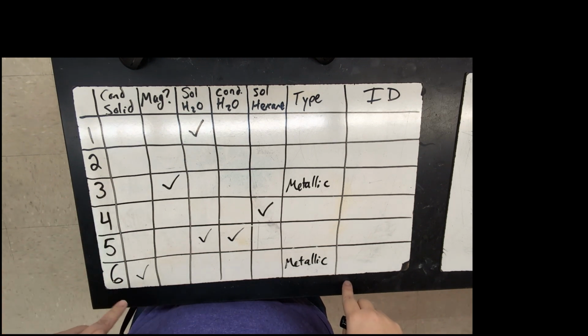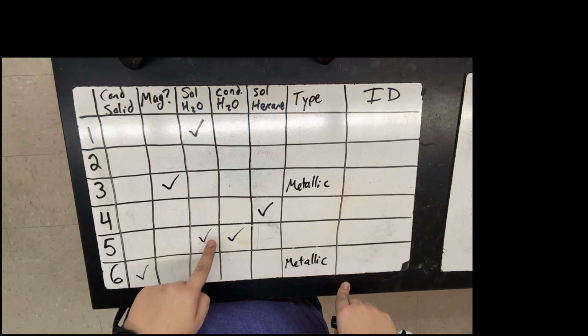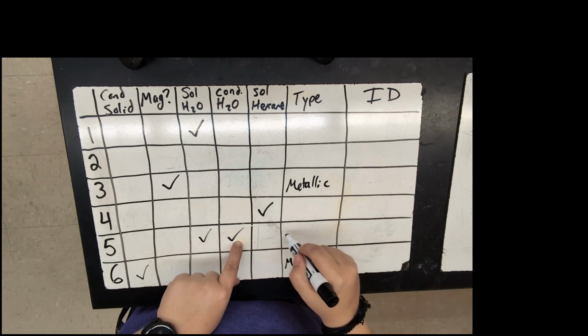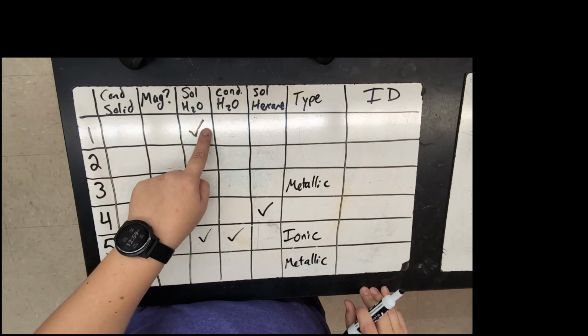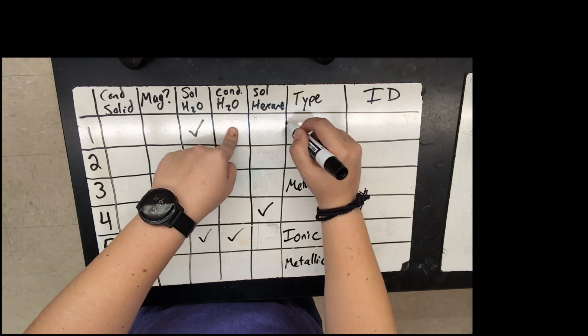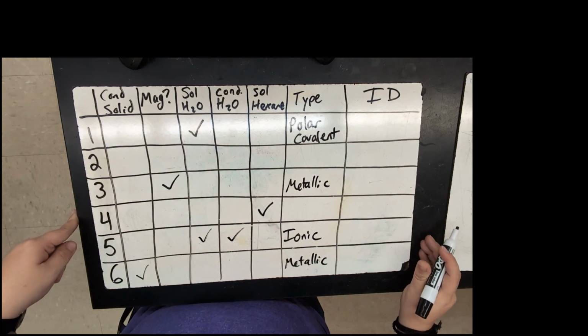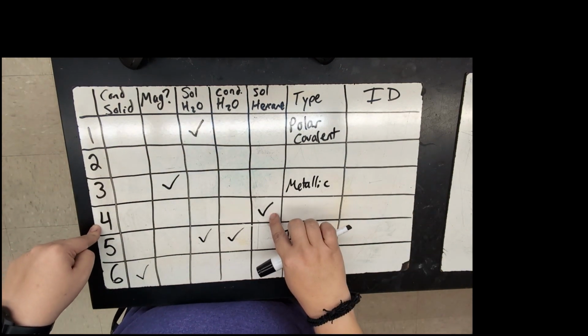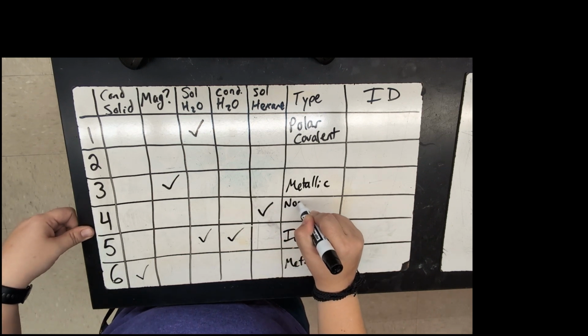Now, the other ones that are soluble in water are ionic or polar covalent. So of these two, number 5 must be ionic because it is soluble in water and it conducts electricity in water. So that one is definitely an ionic compound. This one is soluble in water but does not conduct electricity. So that one we know is polar covalent. From there, we can see that number 4 is soluble in hexane. Since hexane is nonpolar, we know that the compound must be a nonpolar covalent.